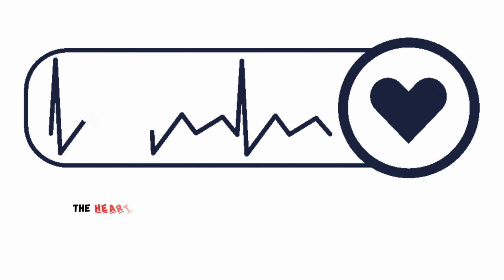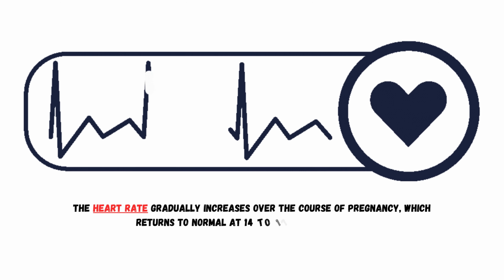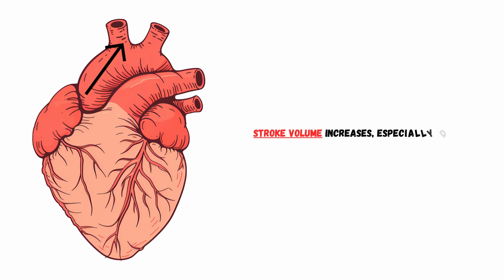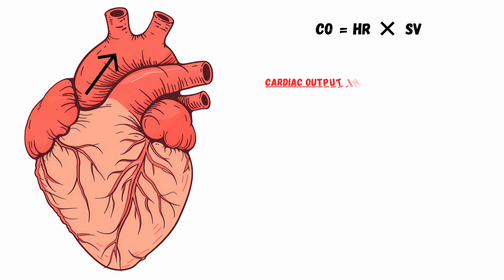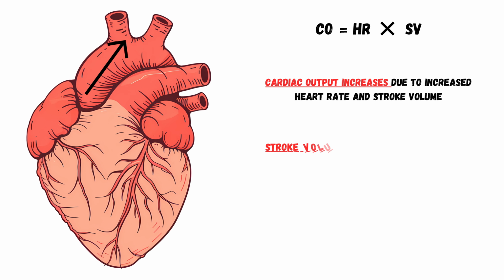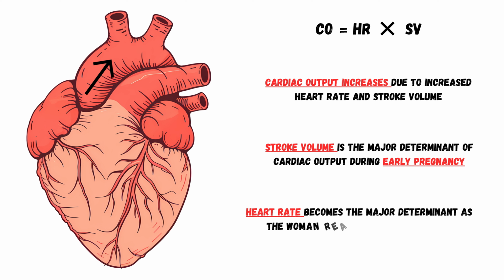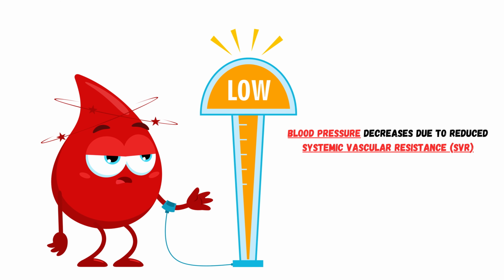pregnancy. The heart rate gradually increases over the course of pregnancy, which returns to normal at 14 to 17 weeks postpartum. Stroke volume increases, especially during the early months of pregnancy. Cardiac output increases due to increased heart rate and stroke volume. Stroke volume is the major determinant of cardiac output during early pregnancy, and heart rate becomes the major determinant as the woman reaches the latter stages. Blood pressure decreases due to reduced systemic vascular resistance.